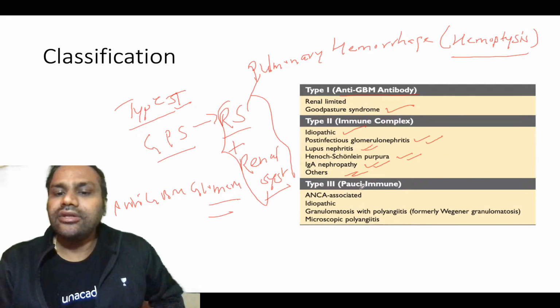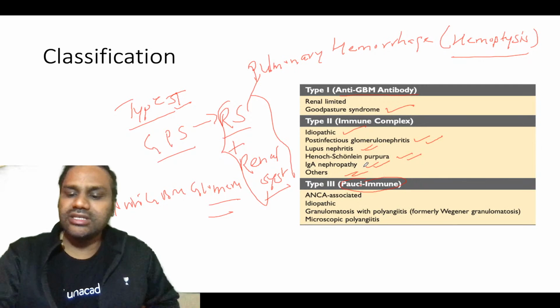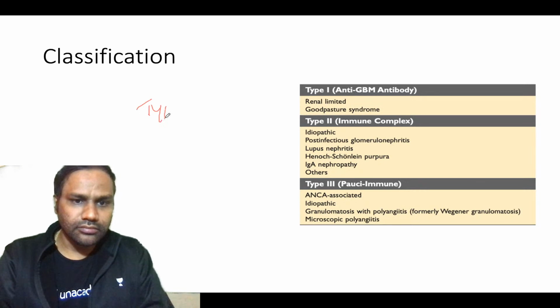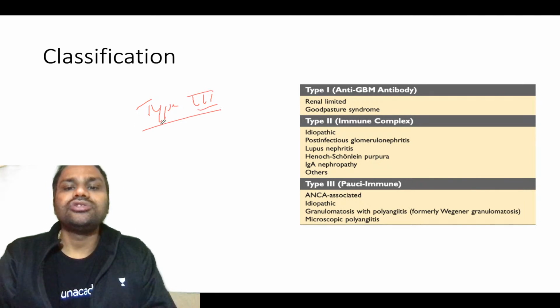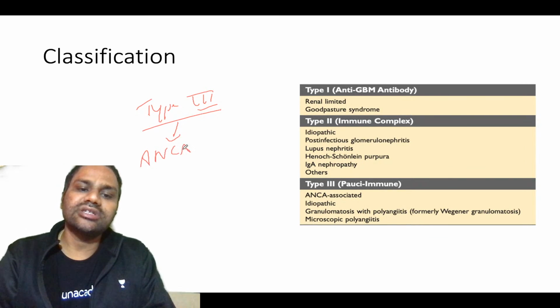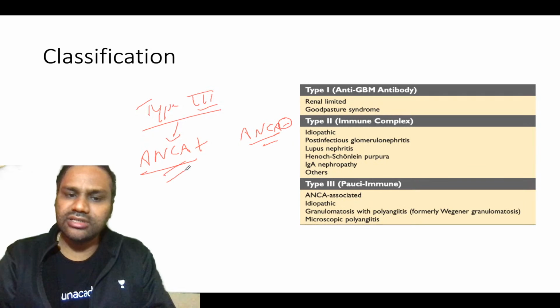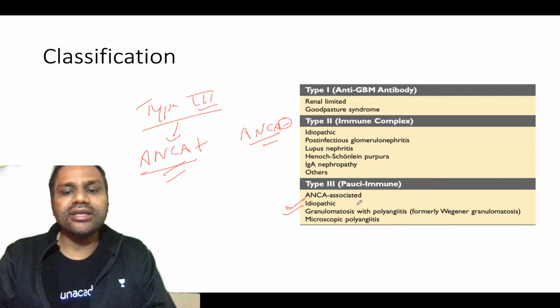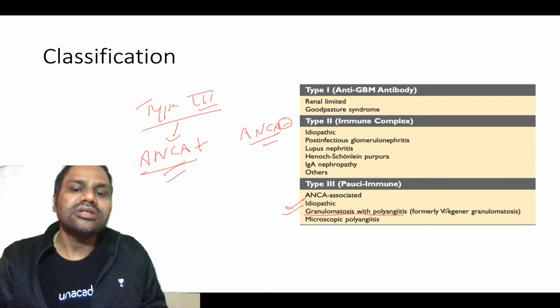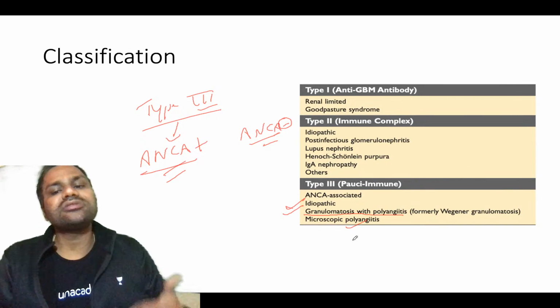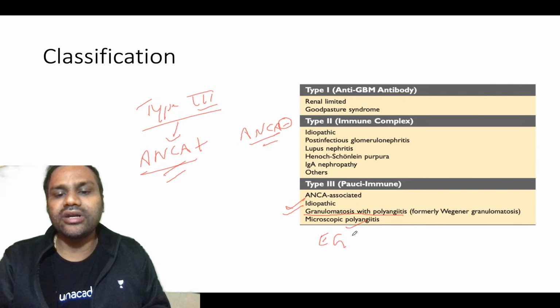Then type 3 is basically pauci-immune. What you need to know about pauci-immune is that it is basically ANCA associated. It is mostly ANCA positive, very few are ANCA negative, and it can be idiopathic. ANCA positive conditions include granulomatosis with polyangiitis, like Wegener's granulomatosis, microscopic polyangiitis, or eosinophilic granulomatosis with polyangiitis.